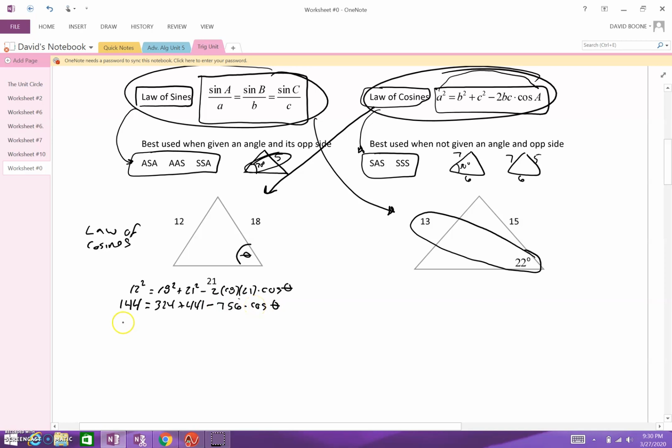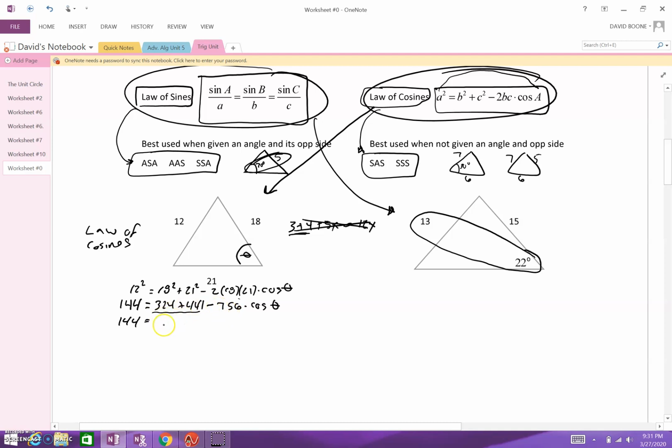Now here's where people are going to make the big mistakes, and I'm going to warn you ahead of time. They're going to go 324 plus 441, then minus 756. Now the 756 is attached with that. That's sort of like doing 3 plus 4 plus 5x, and people go 3 plus 4 is 7 plus 5 is 12, and this answer would be 12x. Well, we all know we can't do that. We can only add those like terms first. So just remember, we can only add these together, can't combine it with this.